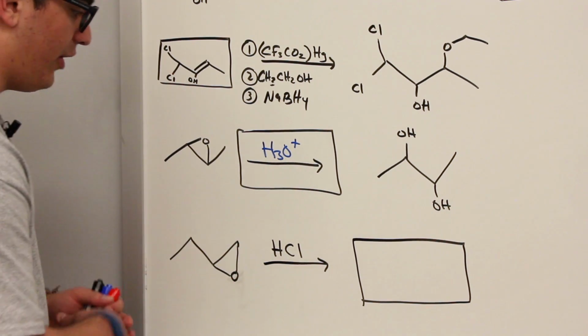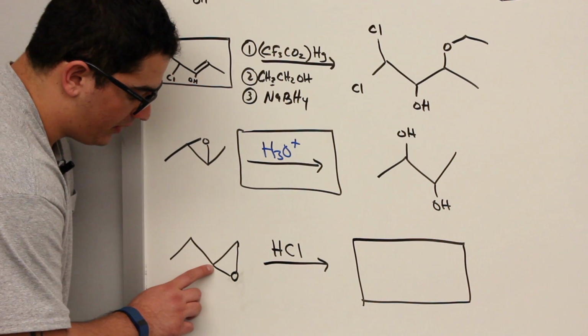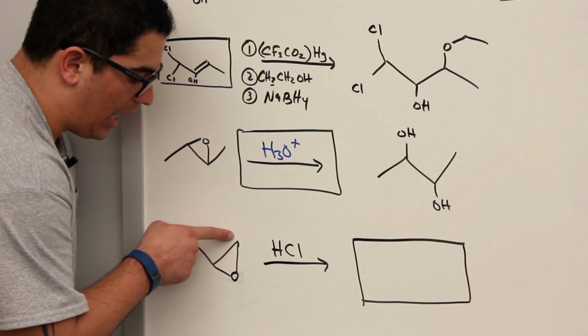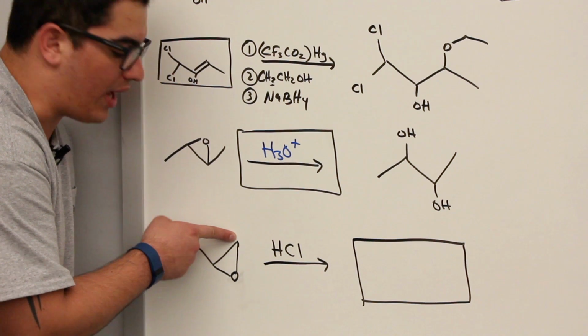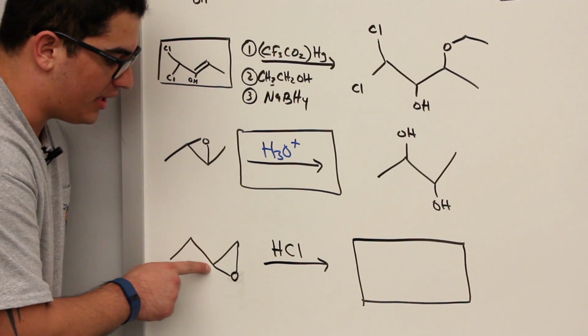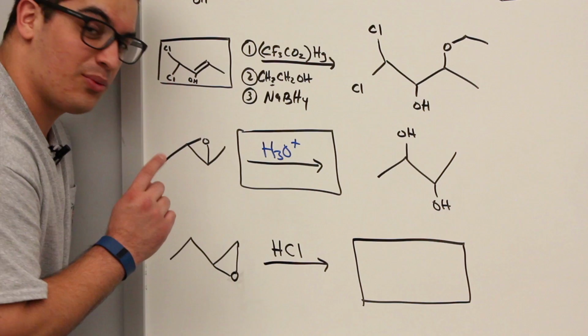I'm sorry, this is a good one actually. Look at this, that carbon's a secondary carbon. That would be a primary carbon. If you imagine them as their carbocation, that would be a primary carbocation. That would be a secondary carbocation. This is really, really a tricky one, right?